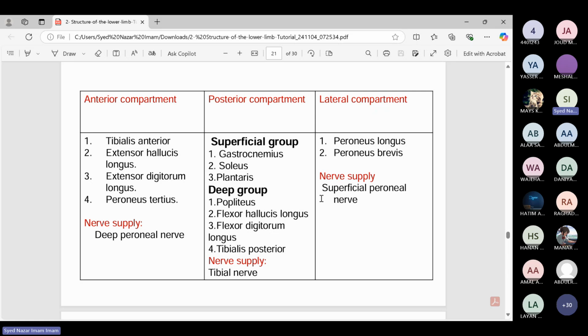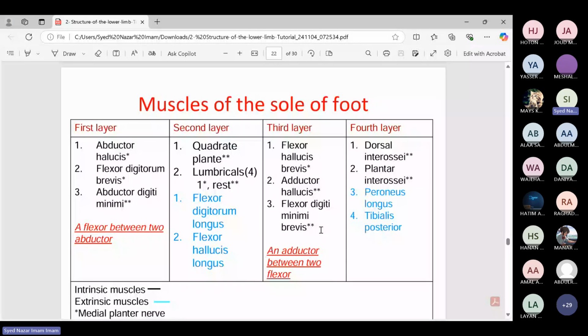Then you have to just know about it because we don't have the specimen to see all the muscles of the foot. In the muscles of the foot, we have four different layers: first layer, second layer, third layer, and fourth layer. The first layer and the third layer are intrinsic. That is, all the muscles here have their origin and insertion only in the sole of the foot.